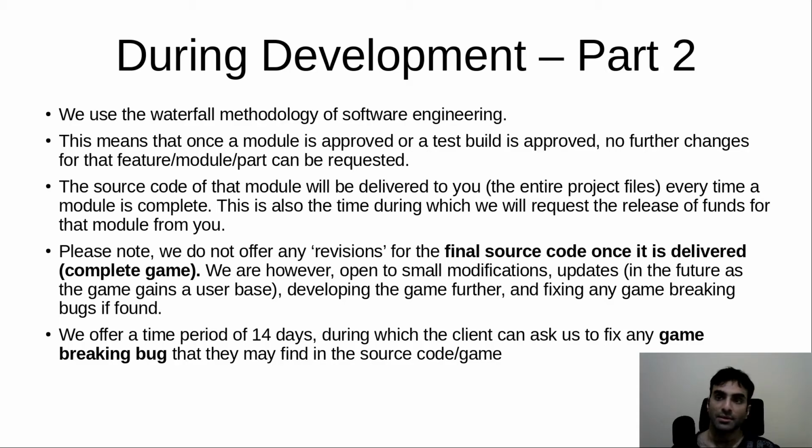During development, part 2, we will use the Waterfall methodology of software engineering. This means that once a module or a test build is approved, no further changes for that feature or module part can be requested. The source code of the module will be delivered to you, the entire project files, everything that we have done with all of the assets. Nothing will be obscure. Everything will be given to you every time a module is complete.